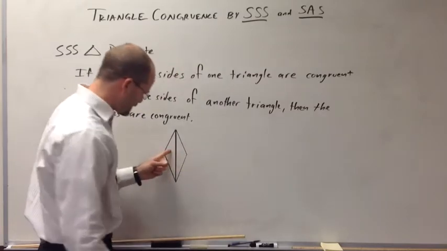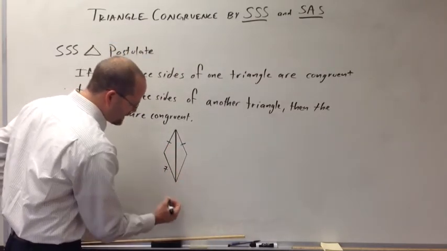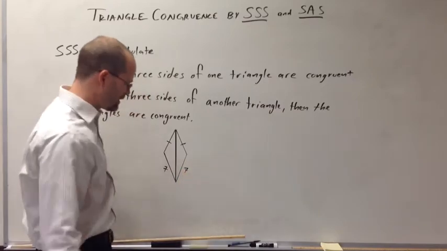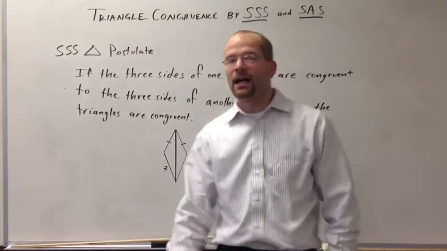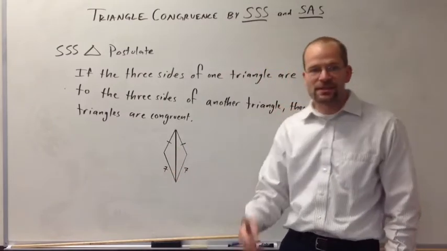Okay. Let's look at one slightly less obvious problem. Suppose we had triangles like this. Further suppose we're told that those are congruent. That side measures 7, and that side measures 7. And the question for us now is, are these 2 triangles congruent? The answer to the question is yes.